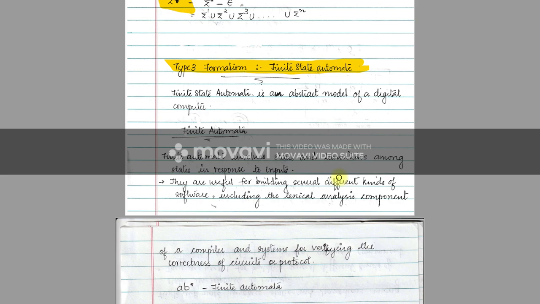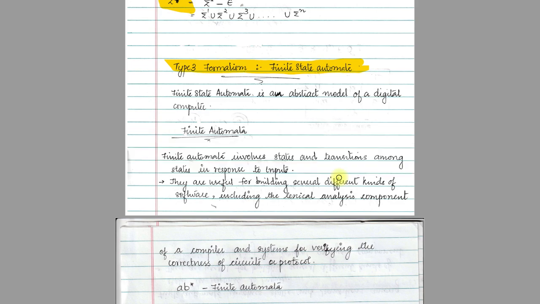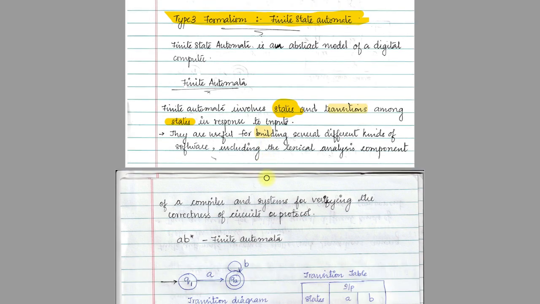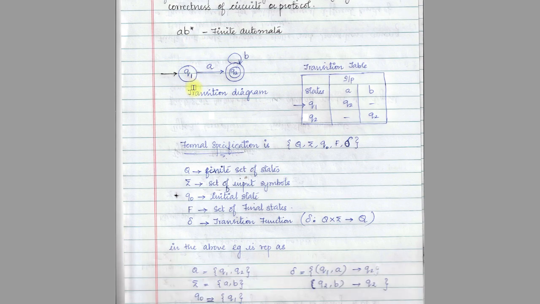So a finite automaton consists of a set of states and a transition with respect to the input symbol. A transition with respect to inputs is simple, it means moving to another state. So we can say a finite automaton has states and transitions among the states in response to the input symbol. We'll explain it with an example.